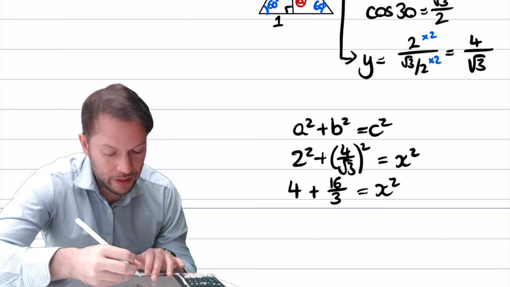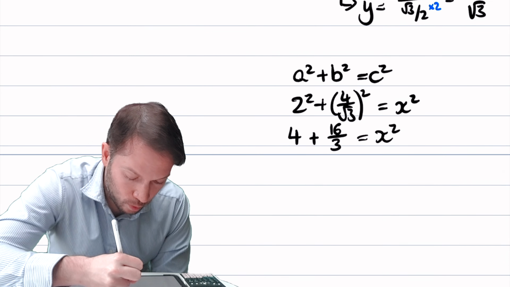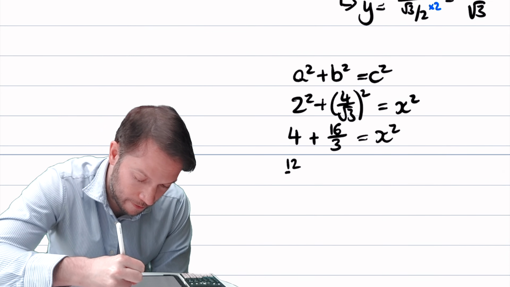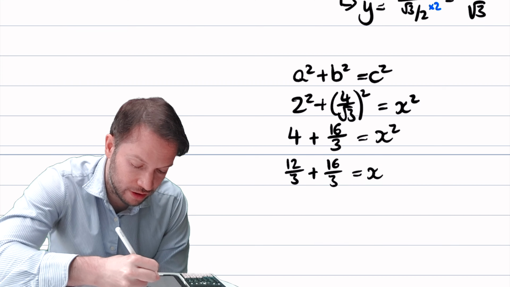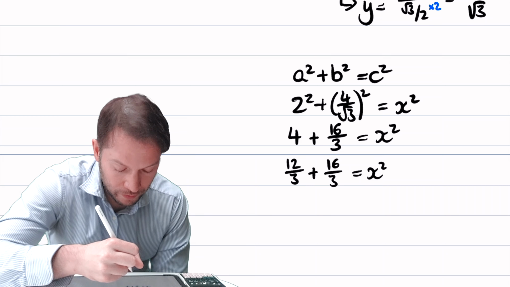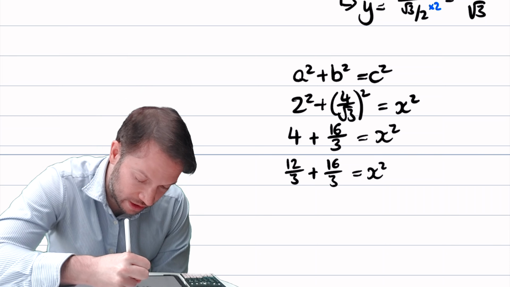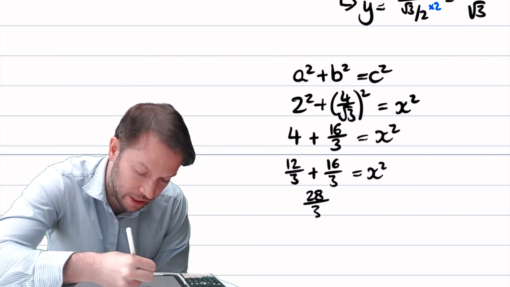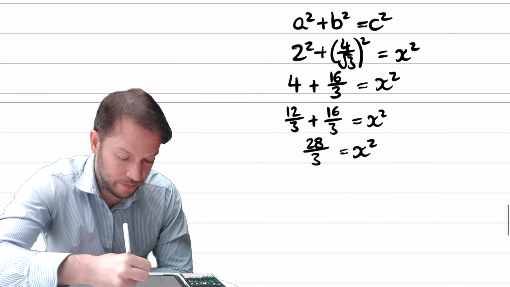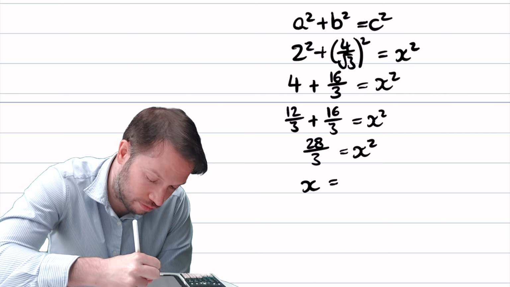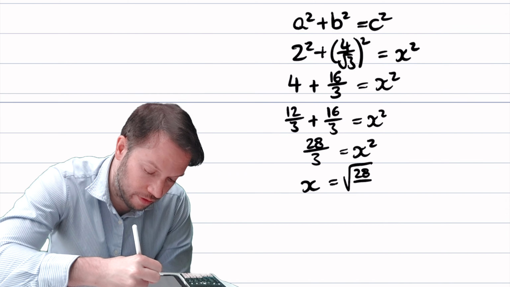And then, well, we could write the 4 as 12 over 3, because that enables us to now add these fractions. 12 thirds plus 16 thirds is 28 thirds. Same denominator, we add the numerators. And now we can just square root both sides. So x is root 28 over 3.